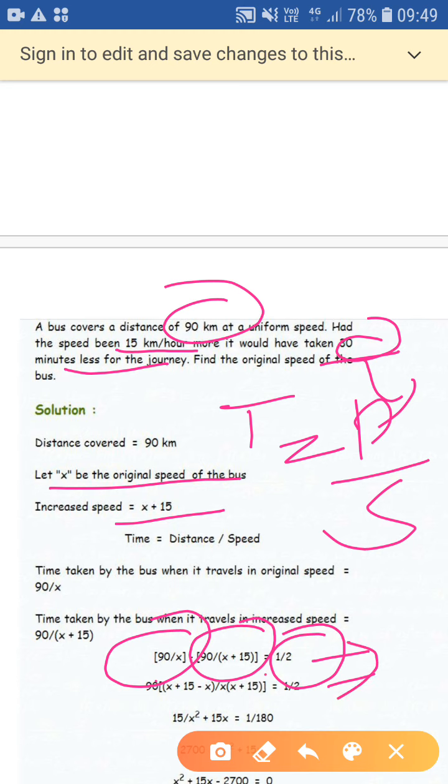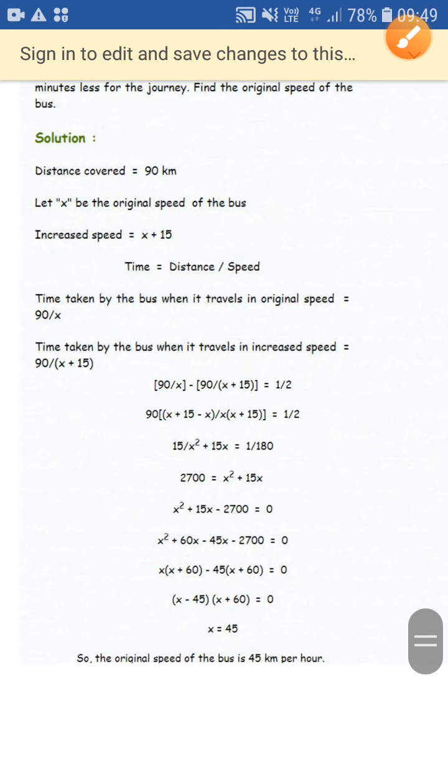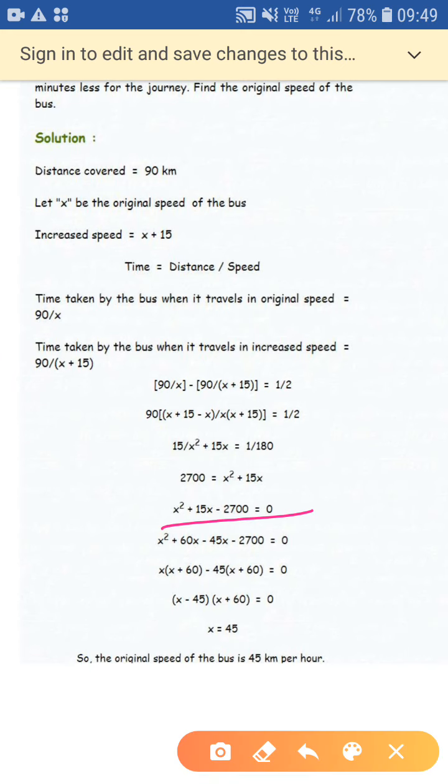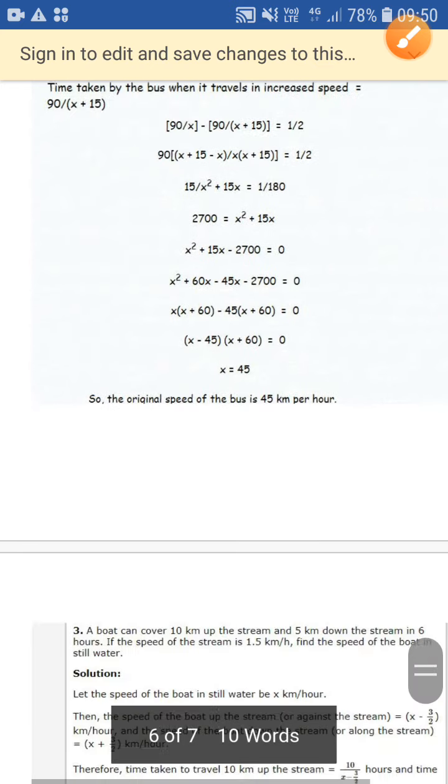You cannot write 30 minutes over here because the other values are in hours. So you have to convert 30 minutes into hour, and 30 minutes equal to half of hour. So by simplifying, now we are getting the quadratic equation in the form x square plus 15x minus 2700 equals to 0. Factorizing, we are getting two values, x equals to minus 60 and x equals to positive 45. So we cannot take minus 60, speed cannot be negative. Rejecting it, we get the speed of the bus as 45 km per hour.